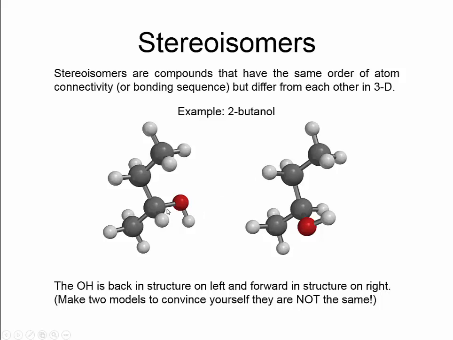The compound on the left has an OH going back into the screen and an H coming forward on C2. By comparison, the molecule on the right has an OH coming forward and an H going back. These two molecules are not the same, and it might be helpful to build a model of each of them and then try to superimpose the models to convince yourself that they indeed are different.